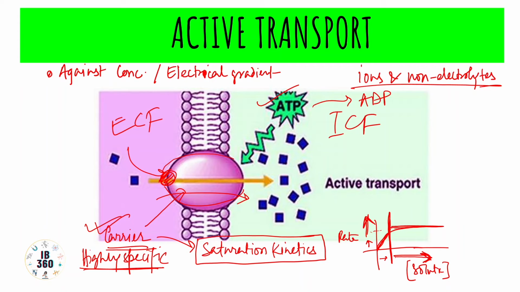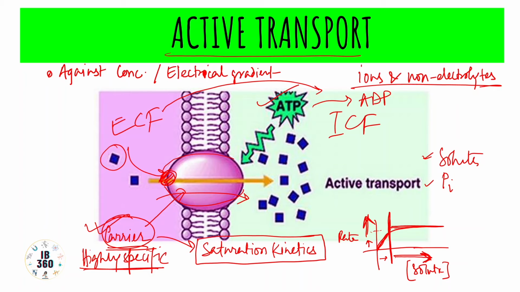So both the solutes and the inorganic phosphate, which is coming from ATP, are responsible for bringing about a certain conformational change in the carrier protein, which results in delivering the solute particles from ECF to ICF. This is the general mechanism of active transport, and obviously against concentration gradient that we have to understand, and saturation kinetics phenomena is also very important.